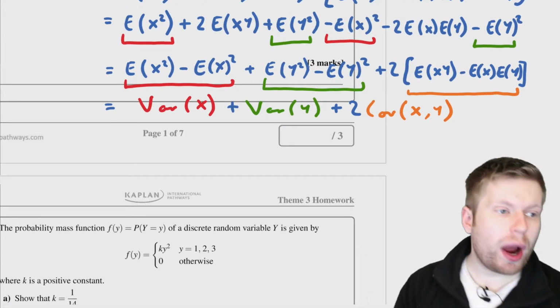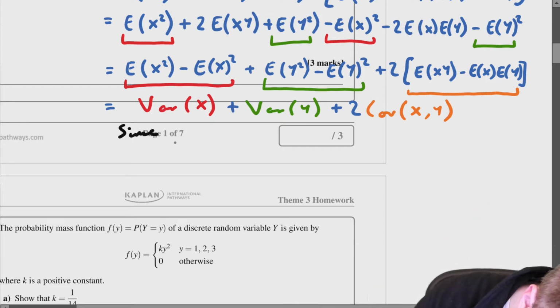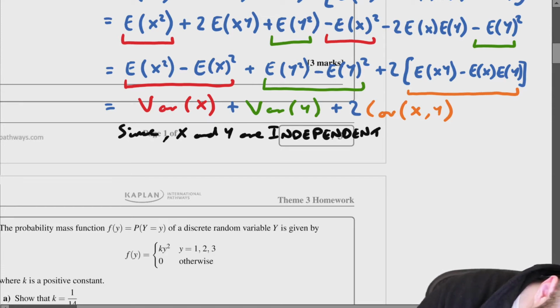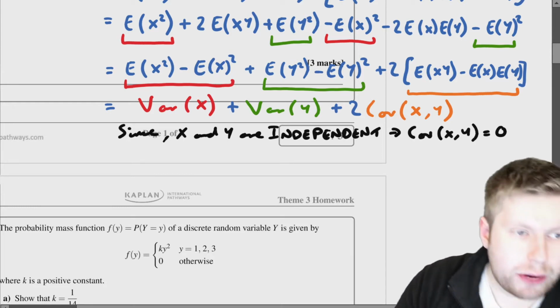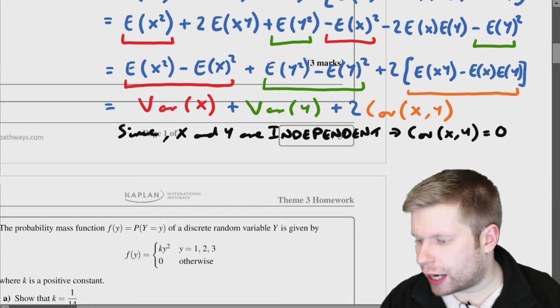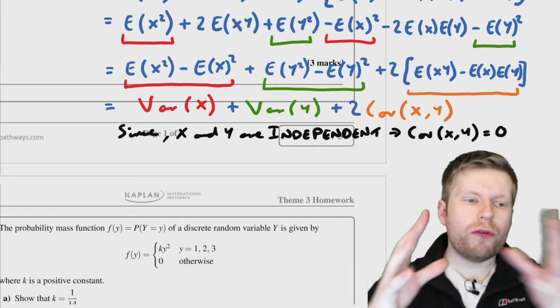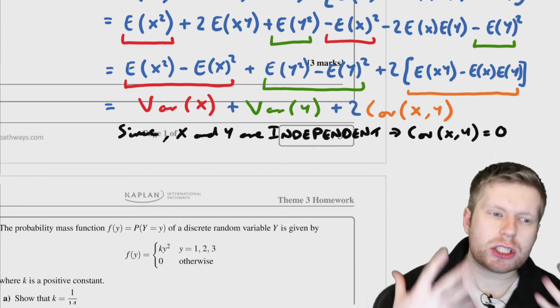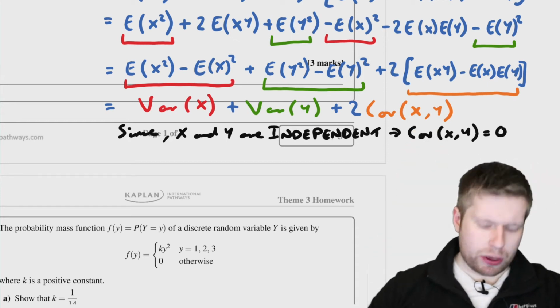So I need to actually write that, because it's a show that question. So I just say since x and y are independent, that means the covariance of x and y should just be equal to 0. In other words, they don't change in relation to each other. Now that's really important. You cannot just write covariance of x and y equals 0. You have to justify why. You would not achieve full marks if you just wrote covariance of x and y equals 0.